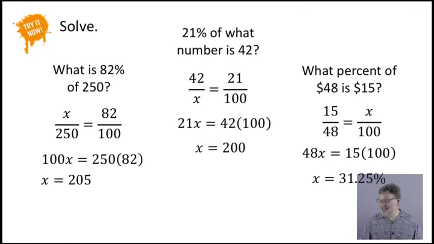Well, once again, it's easy to see what the percent is. In this case, we don't know what it is. So the rate is on the right-hand side. The right side of the proportion is x over 100, and on the left-hand side we have 15 over 48. We cross multiply to get 48x is equal to 15 times 100. We divide both sides to get 31.25%.